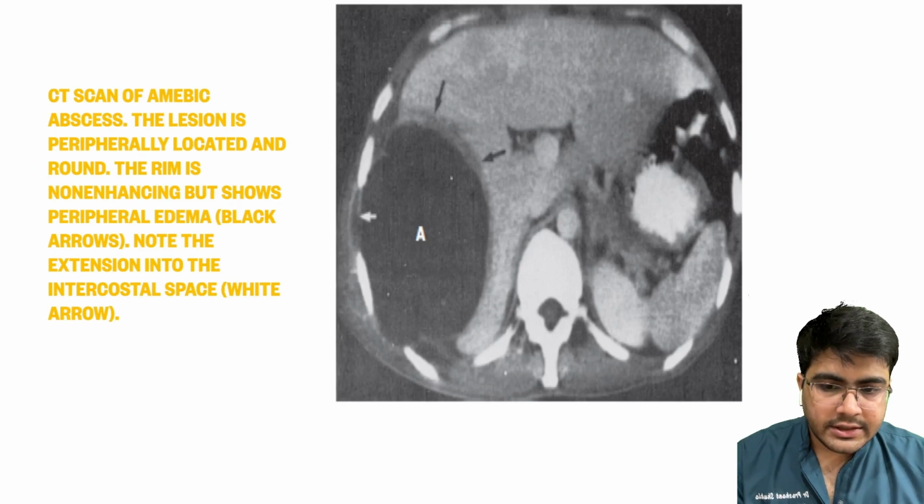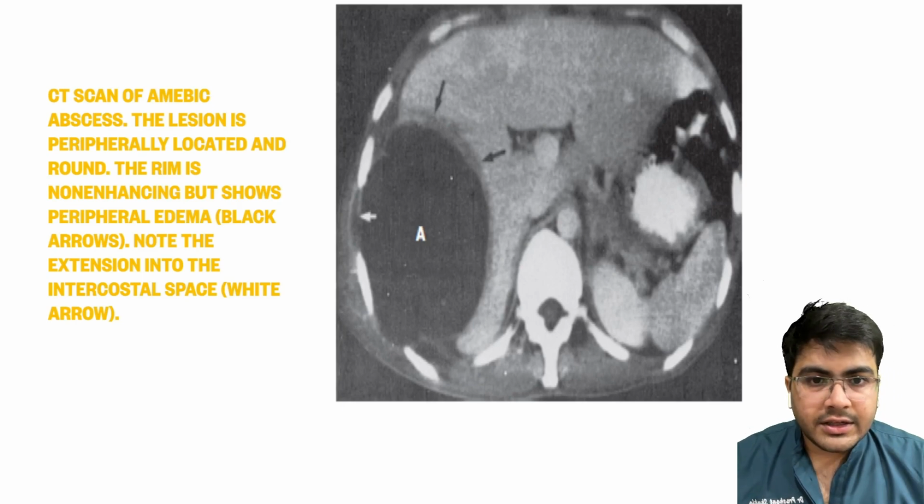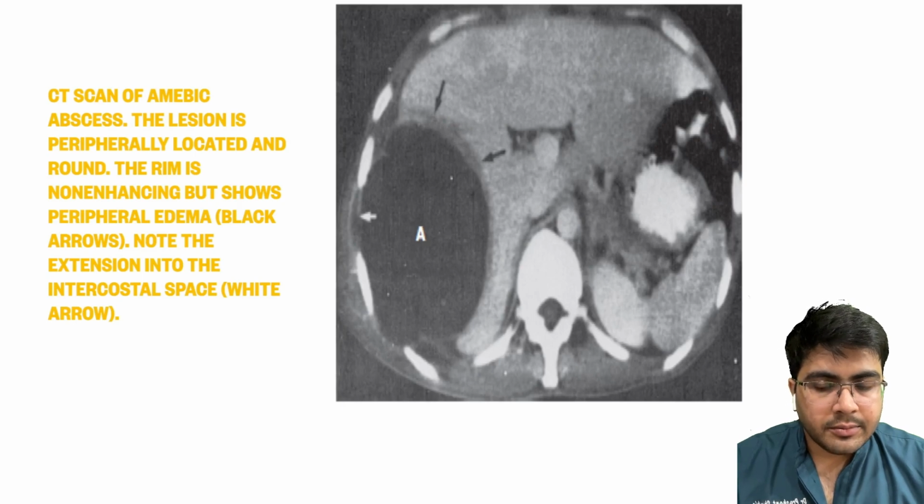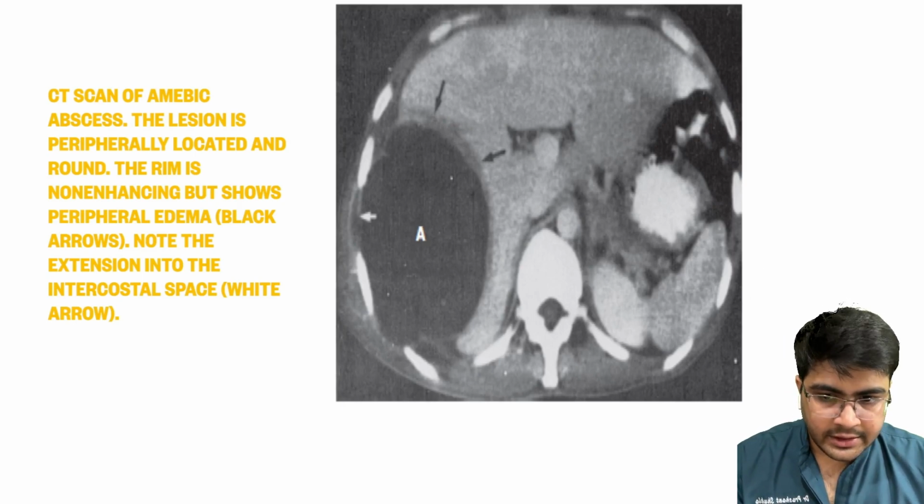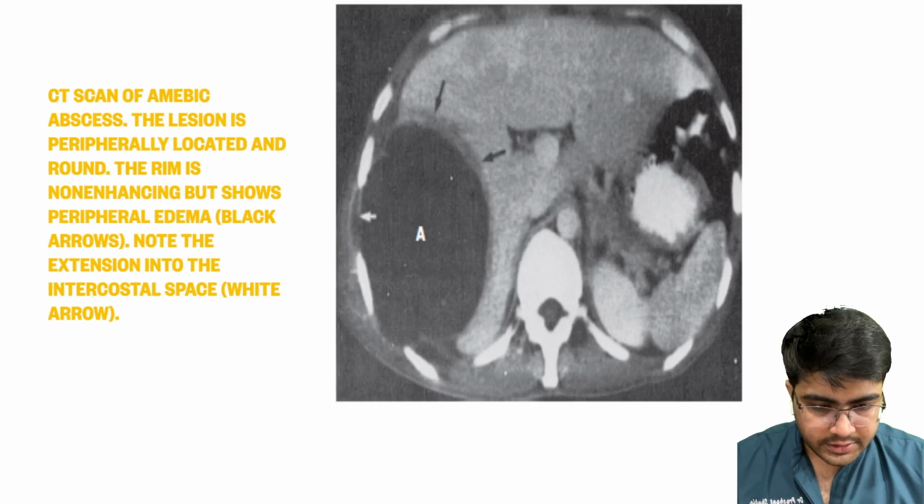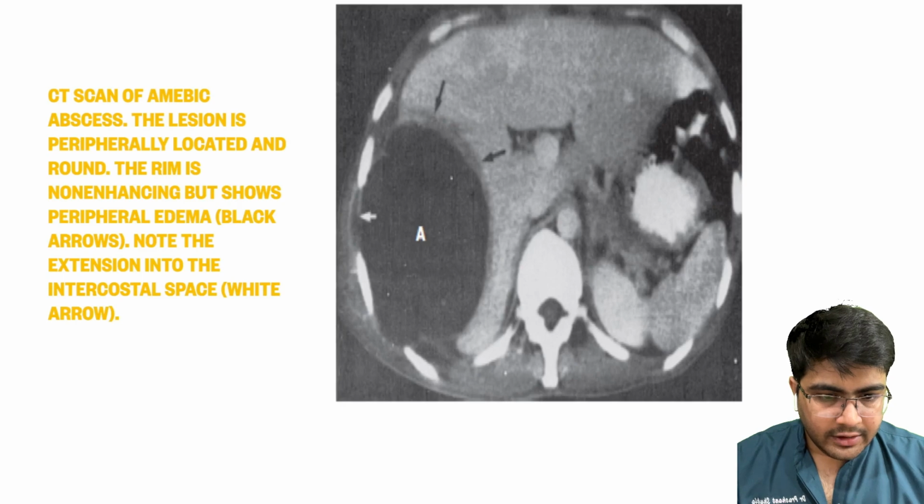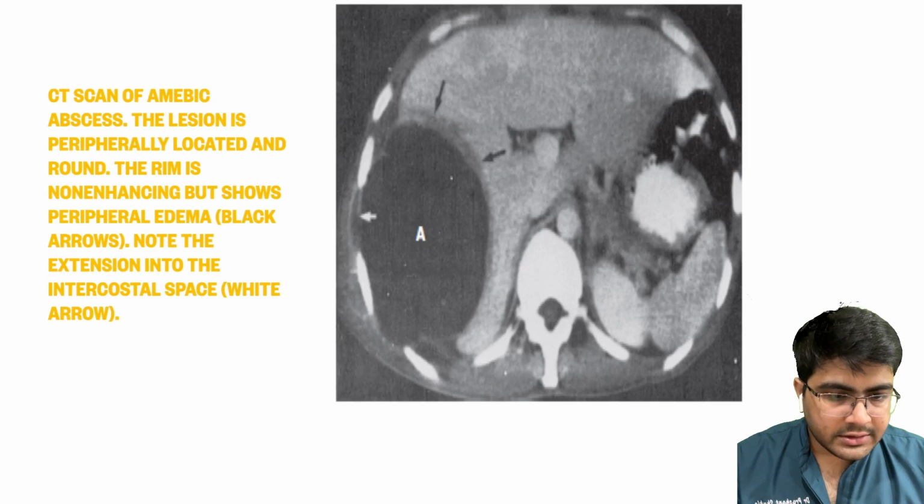So again we can see the CT scan, as we discussed about the presence of extraluminal air, in a patient of liver abscess. Here we can see the CT scan of a patient of amoebic liver abscess. So here you can see, as we have marked with the black arrows, the lesion is peripherally located and round, and the rim is non-enhancing.